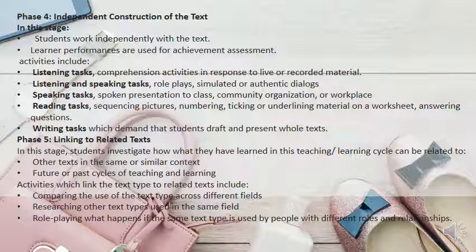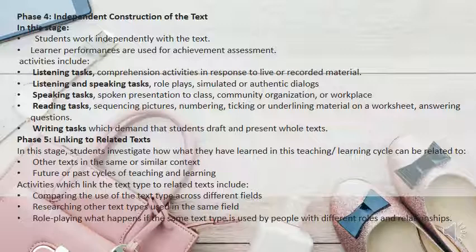Listening and speaking tasks, such as role plays, simulated or authentic dialogues. Then speaking tasks, such as spoken presentations to class, community organization, or workplace. Then reading tasks, sequencing pictures, numbering, ticking or underlining material on a worksheet, answering questions. Then writing tasks, which demand that students draft and present whole texts.